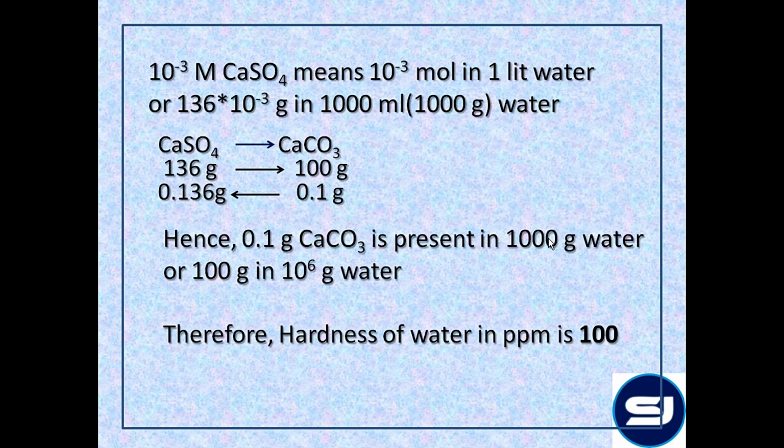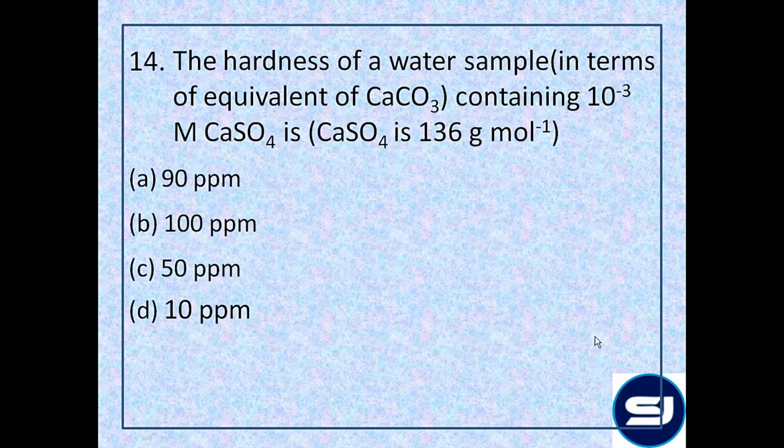Now we have to determine the hardness in terms of parts per million. So we have to consider 10 raised to 6 grams of water. So if 0.1 gram is present in 1000 gram, in 10 raised to 6 gram, it will be 0.1 into 1000, that is 100 gram. So overall, when 100 gram of CaCO3 would be equivalently present in 1 million, 10 raised to 6 gram of water, the hardness of the water in ppm would be equivalent to 100. So the correct answer is option B, 100.